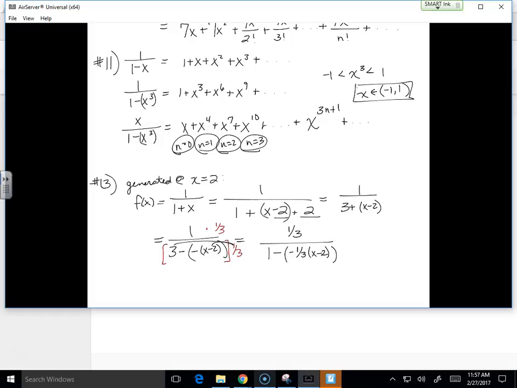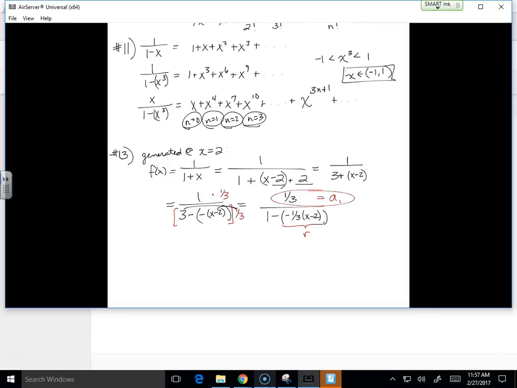Whew! Finally, I can see who is my ace of 1. 1/3. Looks like a 9. Who is my r? That. Now can I build my Taylor polynomial? What do they want? Polynomial series.